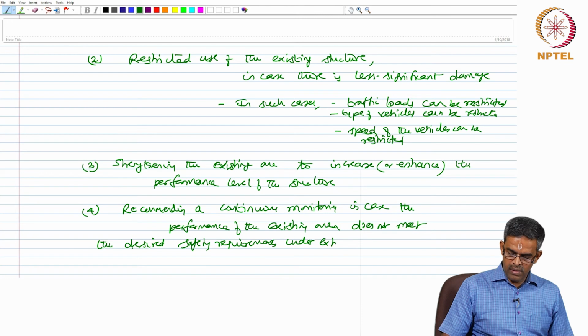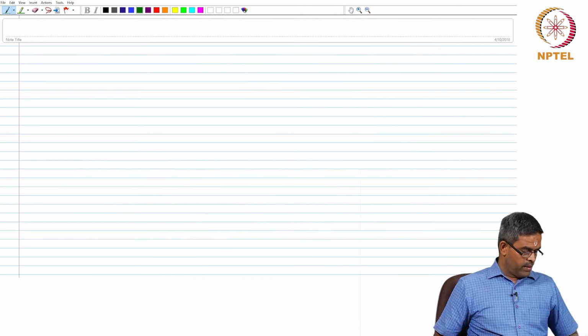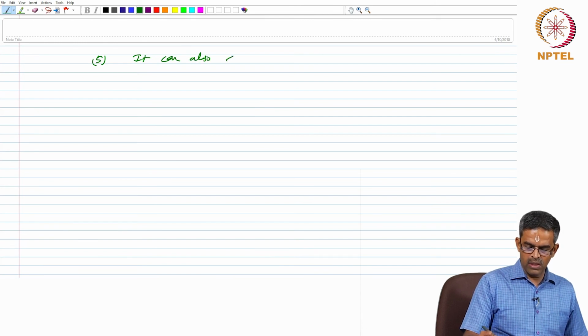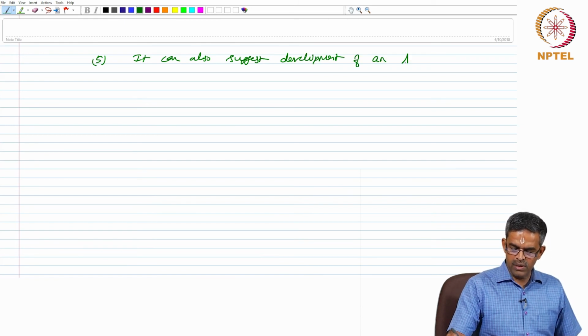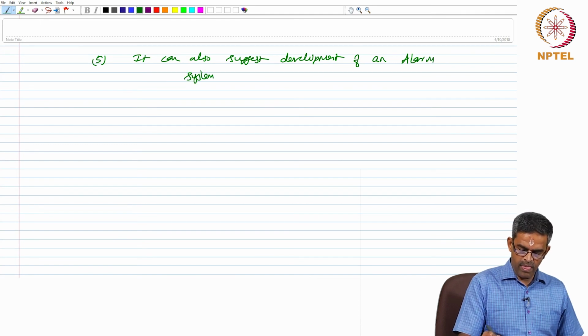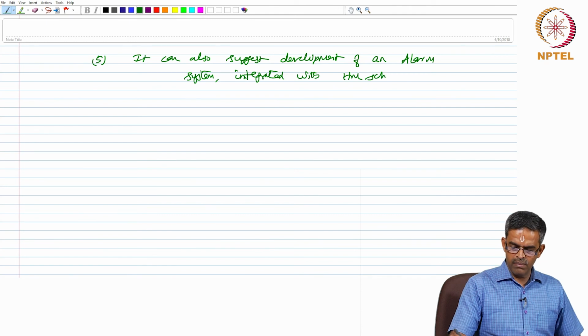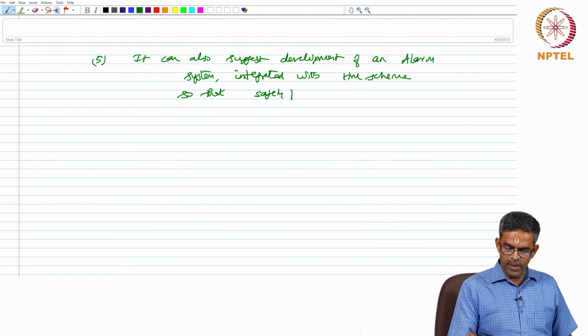Under extreme loads such as flood, earthquake, hurricane, etc. Lastly, it can also suggest development of an alarm system integrated with the health monitoring scheme, so that safety of the public is enhanced.